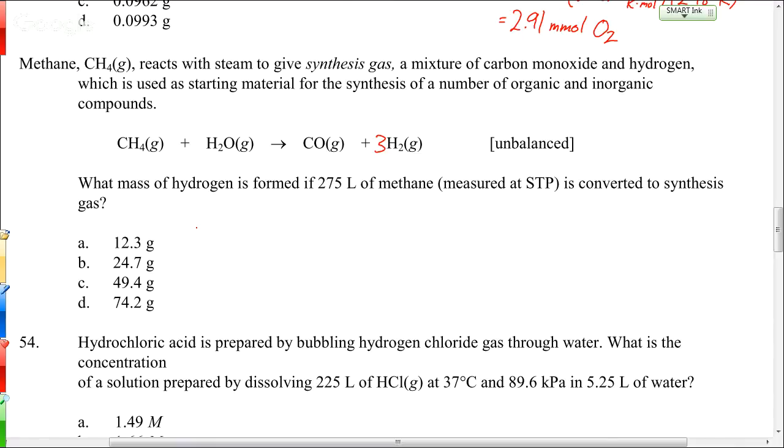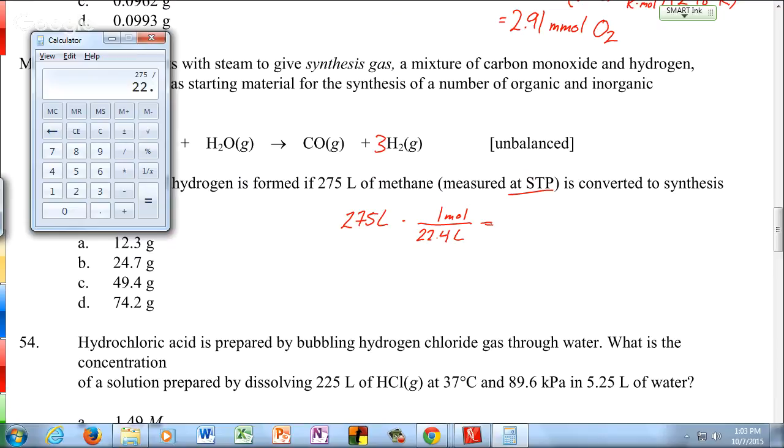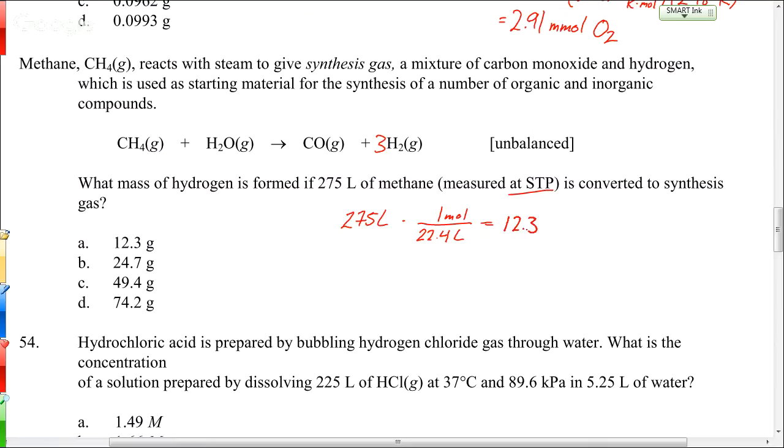How do you find moles not at STP? You just have to do the equation, right? You put in the pressure and the temperature and whatever else. But since we're at STP, we can go 275 liters times 1 mole divided by 22.4 liters. We get 12.3 moles of methane.